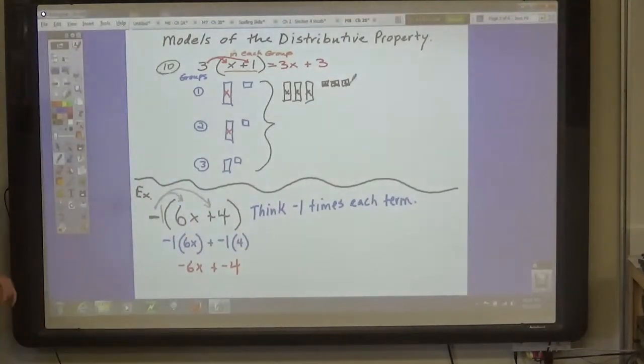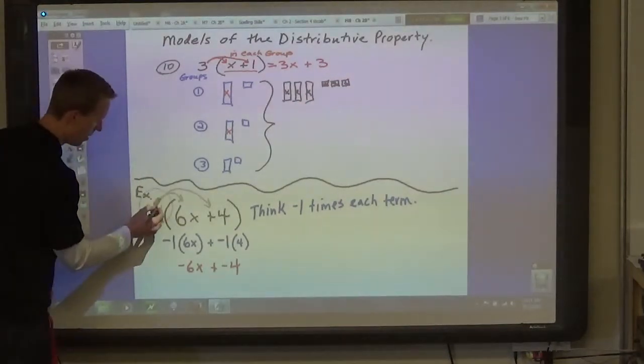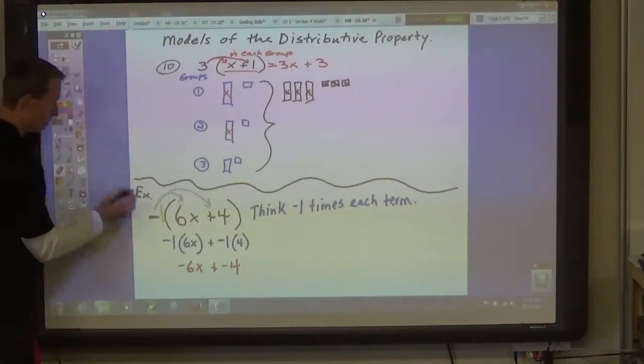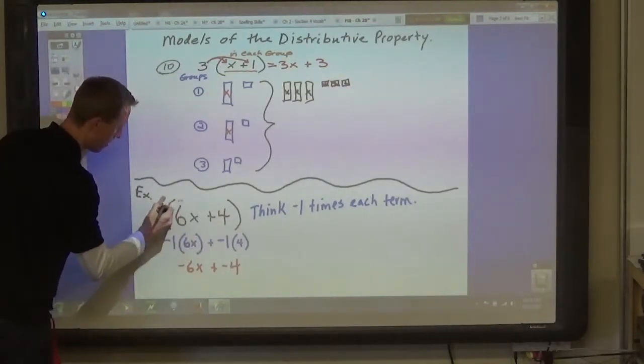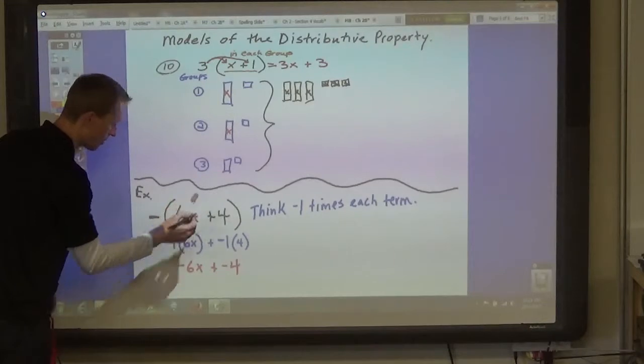Now, another thing that you'll see. Let's get rid of these gray lines. Whoa. Huge eraser. Let's get rid of this. Tiny eraser.